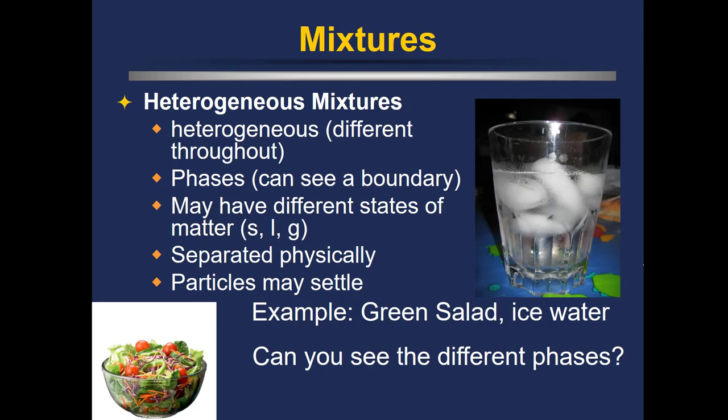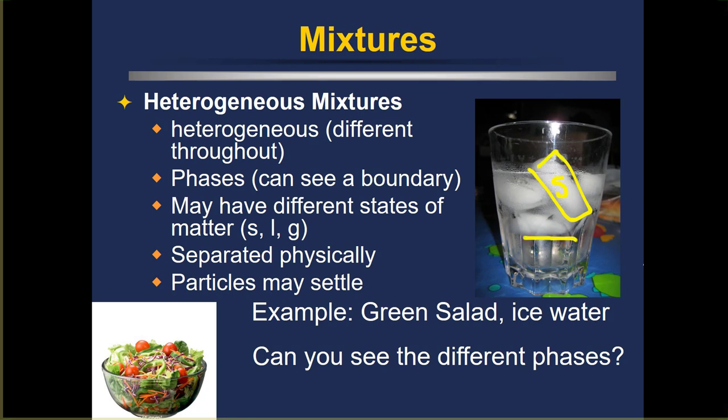All right, heterogeneous mixtures. They're different throughout, so you can see some sort of boundary with different phases. For example, right here, this ice water, I can see where the solid is, and I can also see where the liquid begins. Because I can see that boundary between the states of matter, this is a heterogeneous mixture. And I can physically separate my ice from my water. You can just get a spoon and scoop out the ice, and then you would be left with a compound, H2O.